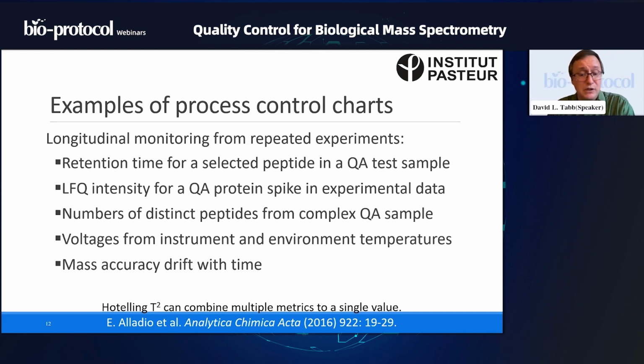It might be that you're simply trying to ask how many distinct peptides have been observed from a complex quality control sample, a quality assessment sample. It might be that you're measuring the environment of the instrument. You might measure the voltage of the instrument or the temperature inside the instrument. Those values can certainly have bearing on what kind of measurements come from it. And certainly you'd be well advised to track the mass accuracy that this instrument can provide over time.